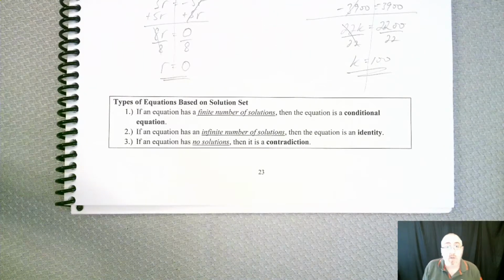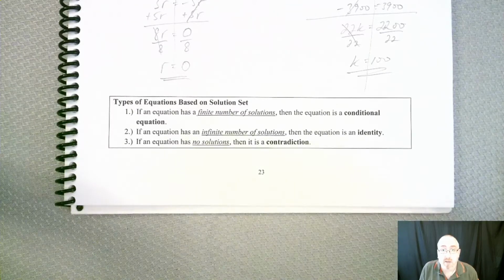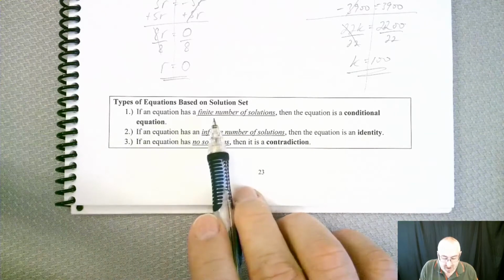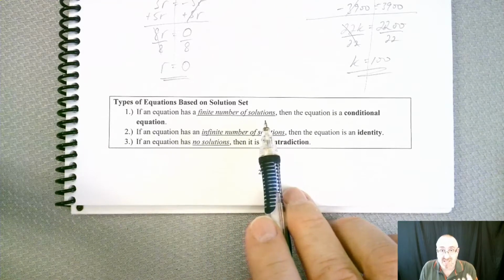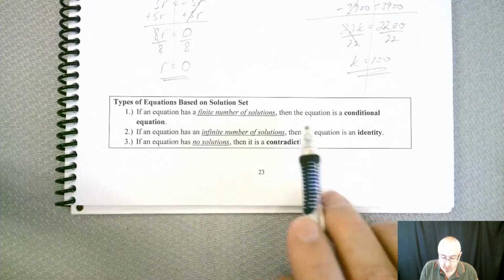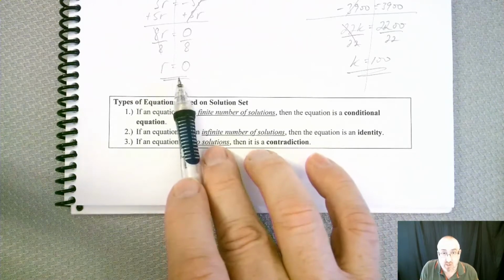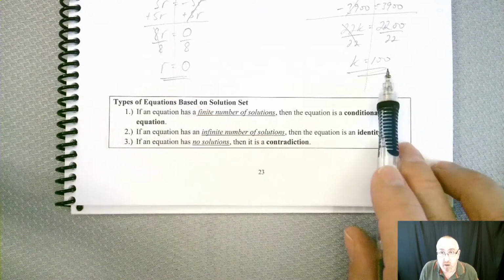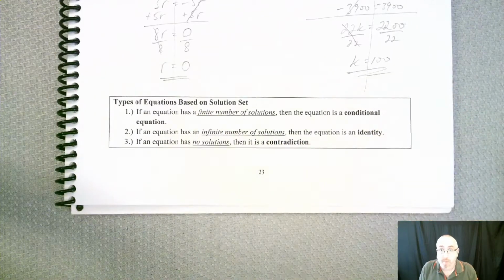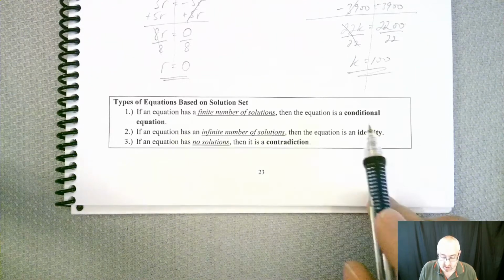All right, welcome back. So we're going to look at the next part of 7.1, which gets into the types of equations based on their solution set. There are three types that we're going to be looking at, and one of them we've already tackled. The first one says if an equation has a finite number of solutions, so a specific number essentially, then the equation is a conditional equation. Everything we've seen so far has been conditional. If r is equal to 0, this one's true. If k is equal to 100, then this one's true. So there's a specific number of solutions. That's one case, and it is conditional.